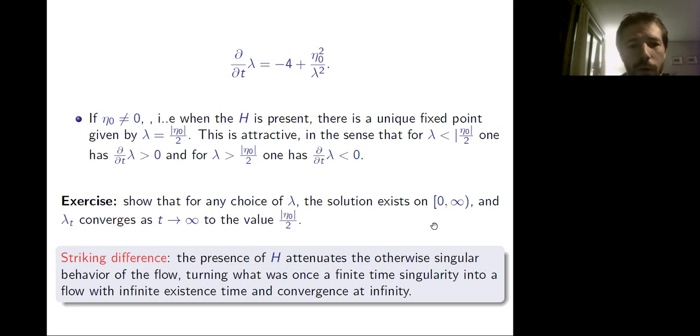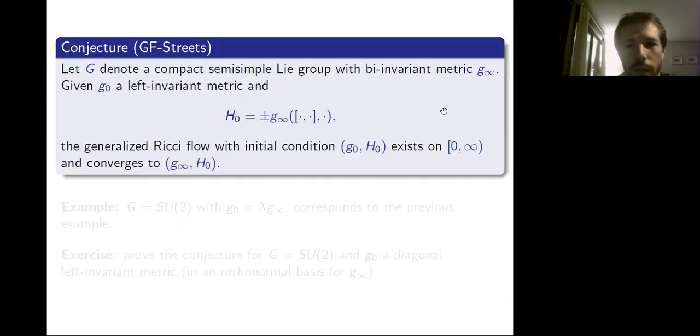If there are no questions, let me formulate this conjecture that you can also find in the book. Let me just state the conjecture and then explain why the previous examples motivate this. Let G be a compact semi-simple Lie group with invariant metric G infinity. We take any left invariant metric on the group and set H0 to be the Cartan free form with respect to this invariant metric. Then the conjecture is that the generalized Ricci flow with initial condition G0, H0 exists in infinite time and converges to the invariant metric and the Cartan free form.